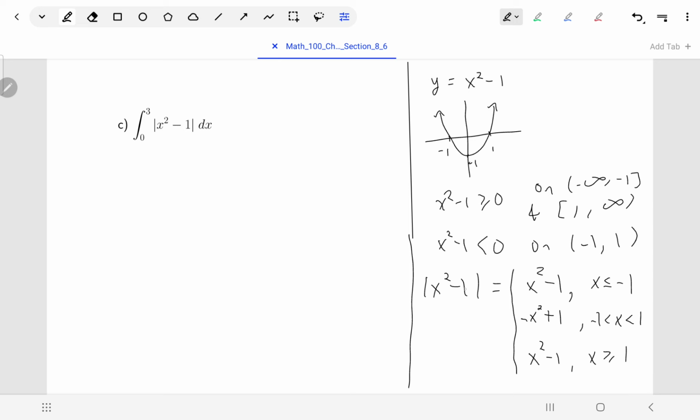Okay, so since this function, this absolute value of x squared minus 1, really is a piecewise defined function, then for my definite integral, I really need to integrate it in two pieces. It's doing two different things between 0 and 3. Between 0 and 1, it is the function negative x squared plus 1. And then from 1 to 3, it is doing the function x squared minus 1.